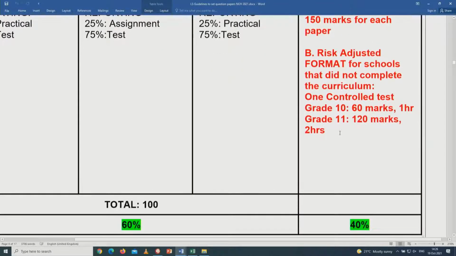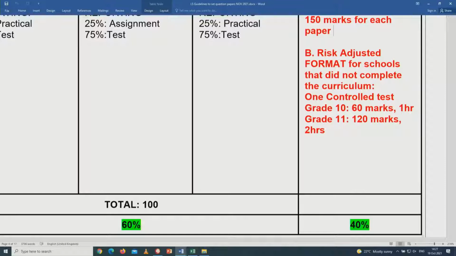Now, the risk-adjusted format for schools that did not complete the curriculum. Complete doesn't mean you didn't get to the last 3 weeks of the year. Complete means throughout the year. There were topics that you maybe just touched on, and then you had to move on because you didn't see the learners for a week or 2. And then when they come back after 2 weeks, you carry on with the next topic because you were afraid you're going to fall behind. That means you did not complete the curriculum.